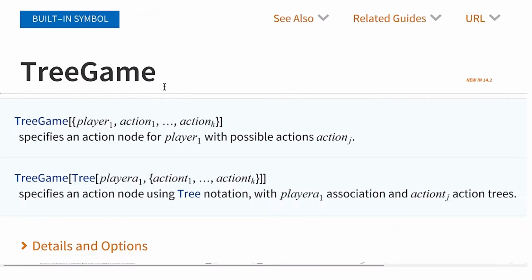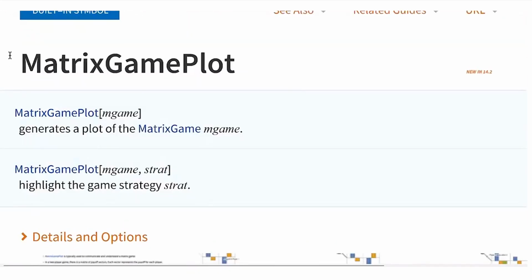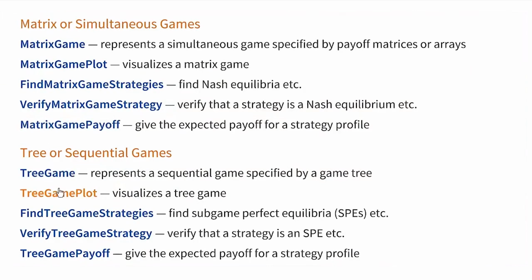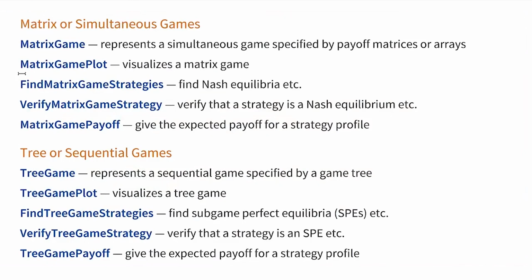So coming back to the functions, each of those games have plotting functions, matrix game plot and tree game plot. Matrix game plot takes a matrix game as input and a strategy also. Same for tree game plot. It takes a tree game and a tree game with a strategy. Then we have a solving function, find matrix game strategies to find the Nash equilibria, and find tree game strategies to find the subgame perfect equilibria.